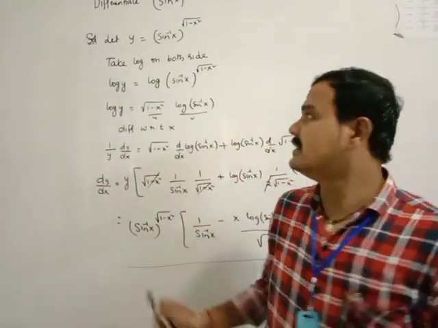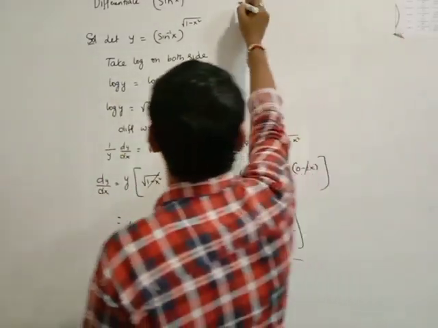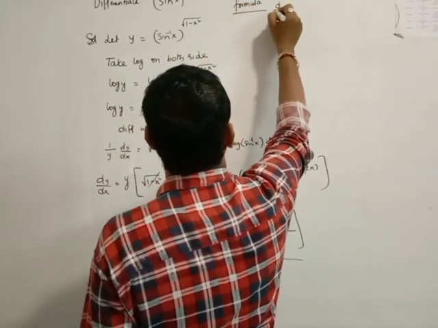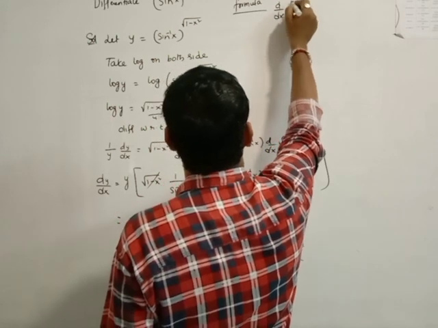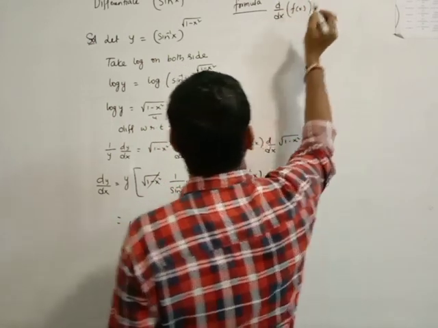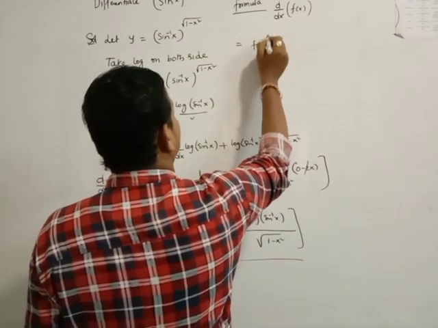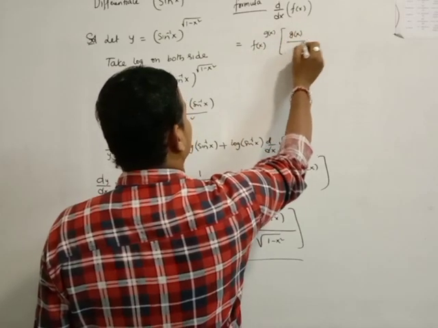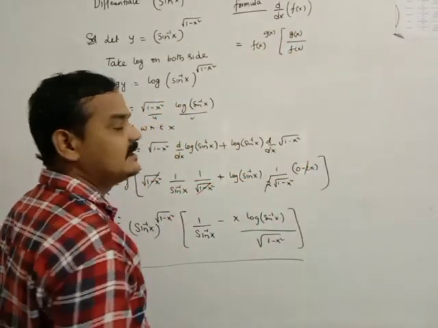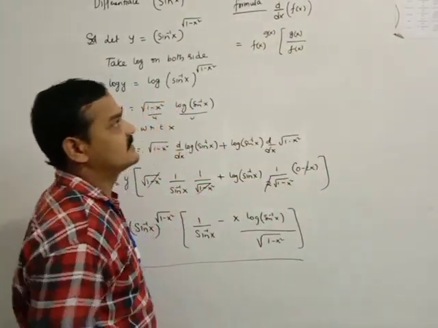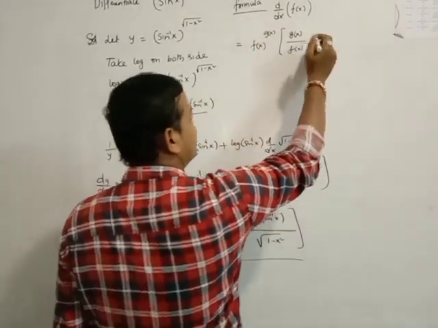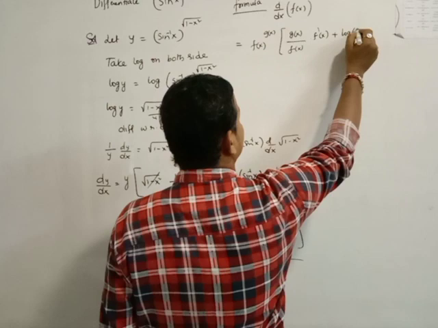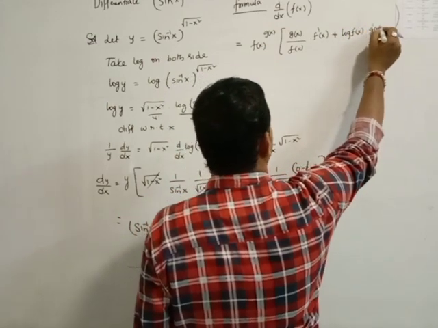Again, there is a direct formula for this one. The formula is: d by dx of f of x to the power of g of x. The derivative of this is, first of all, write the function that the question has given. After that, g of x by f of x, into the derivative of f, f dash of x, plus log of f of x into the derivative of g of x, g dash of x.